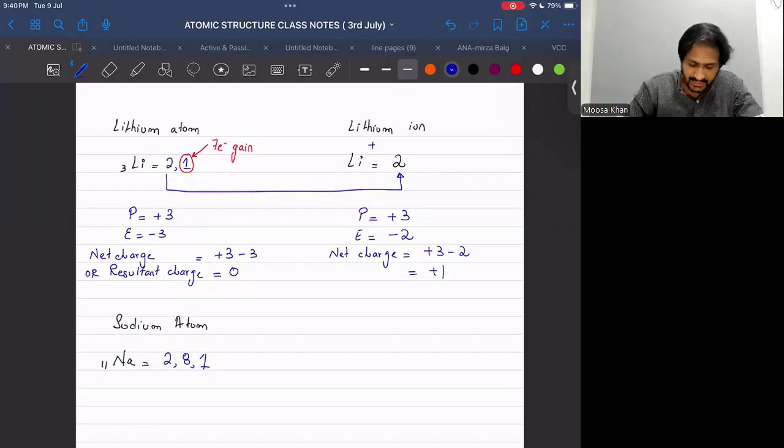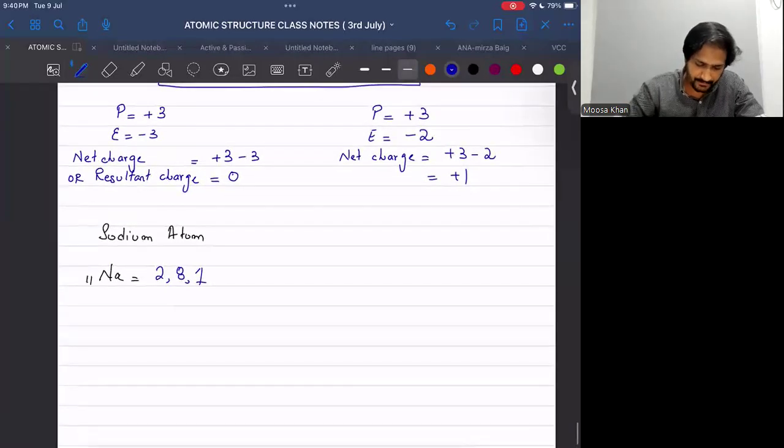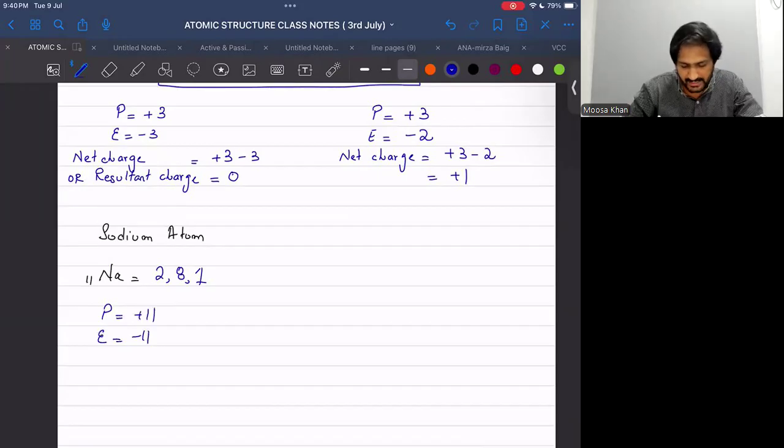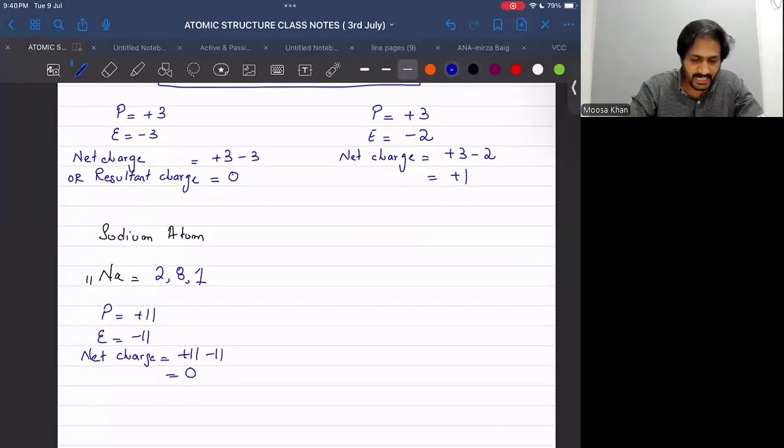If you find the resultant charge over sodium atom, so it has 11 protons and the charge over protons is positive, and 11 electrons. The charge over electron is negative. So the net charge over sodium atom should be +11, -11, it would be 0. Clear? Now, in order to achieve stability, sodium atom can either gain 7 electrons or it loses 1 electron.